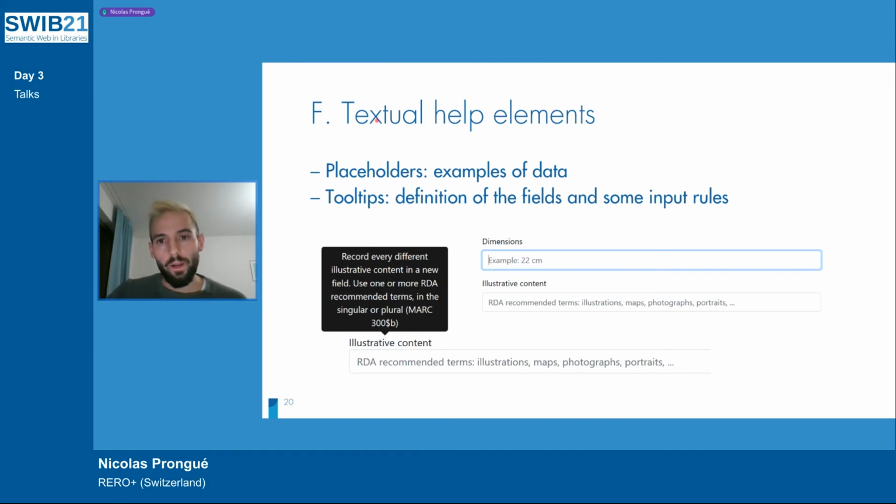And the last point is the textual help elements. We have, on the one hand, placeholders, where we decided to put examples of data, as you have here, or recommended RDA terms. And we also have another option, the tooltips, where we put a definition of the fields and, if necessary, some input rules. For example, use one or more RDA terms. And we also put the MARC correspondence because it still helps some of our users.